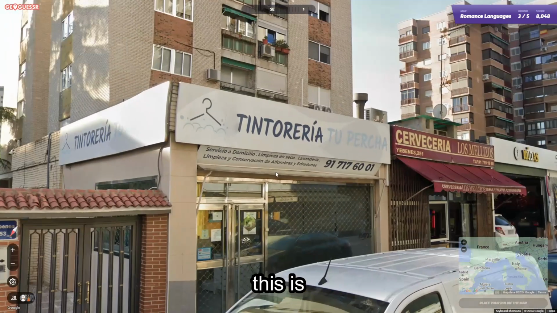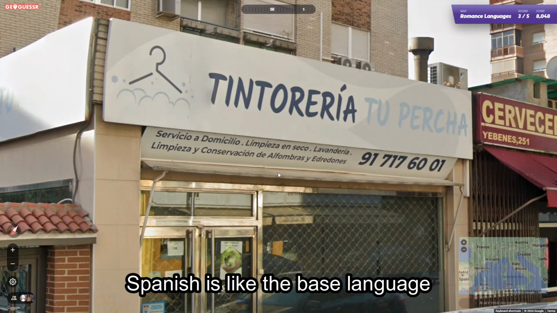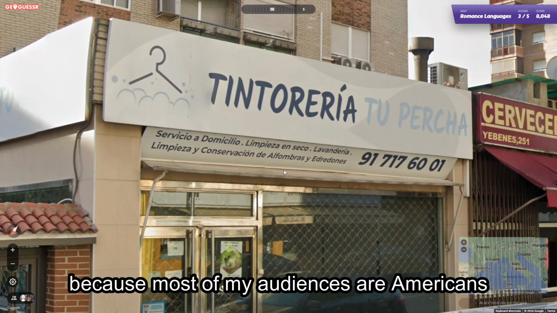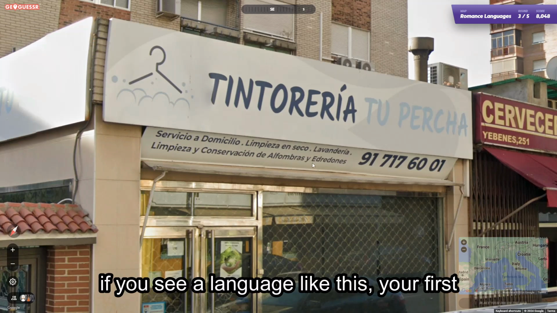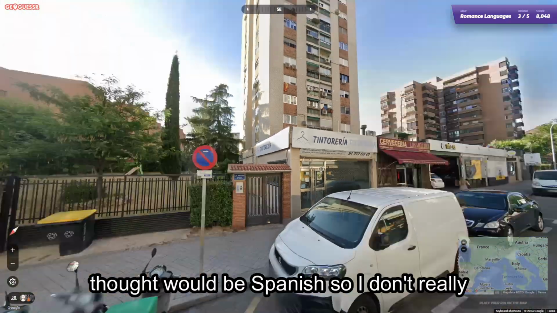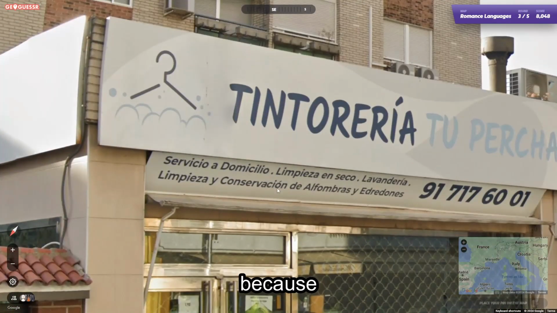Okay, this is Spanish. Spanish is like the base language, because most of my audience are Americans, so if you see a language like this, your first thought would be Spanish, so I don't really gotta explain it too much. Also, I don't know how to explain it, because I'm also American.